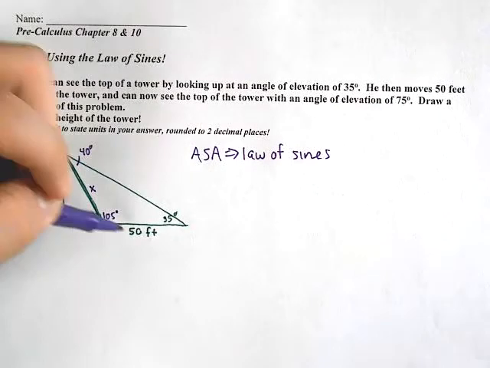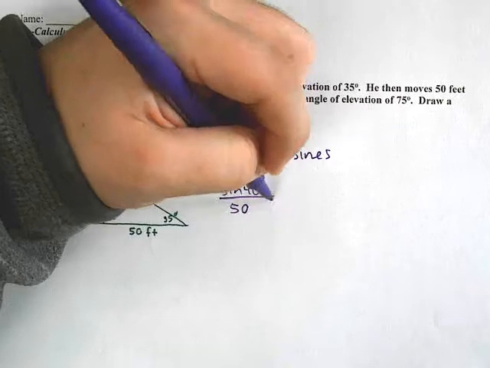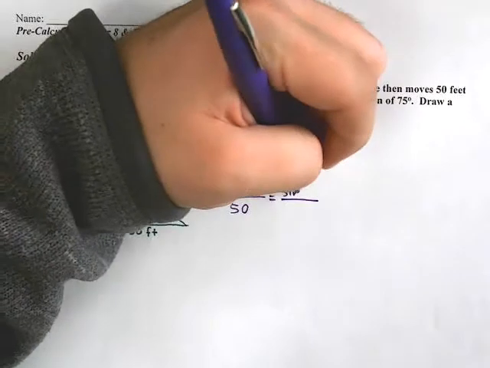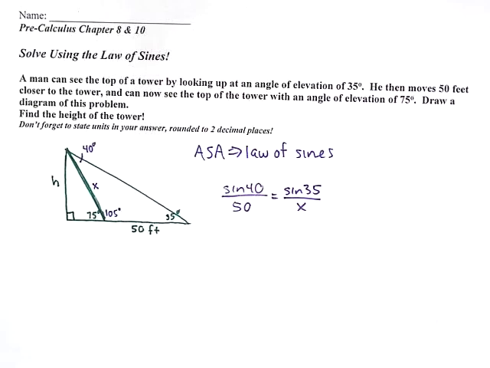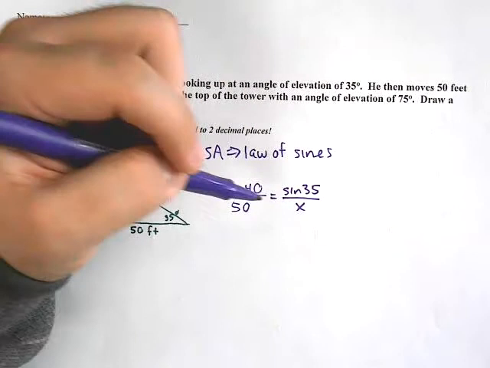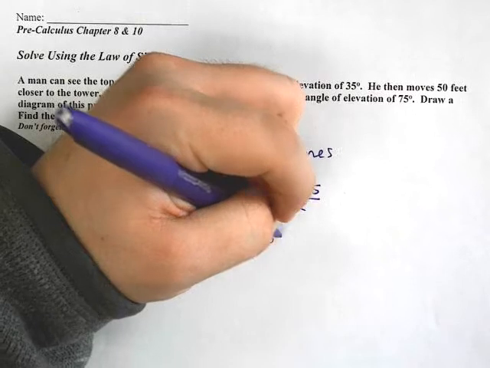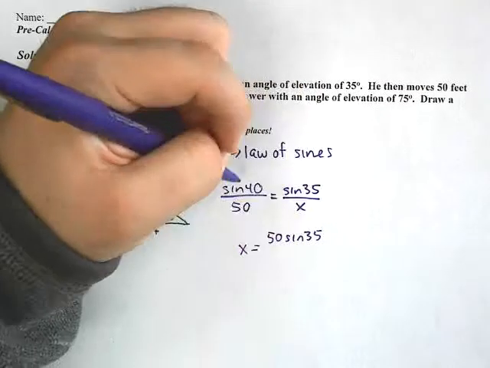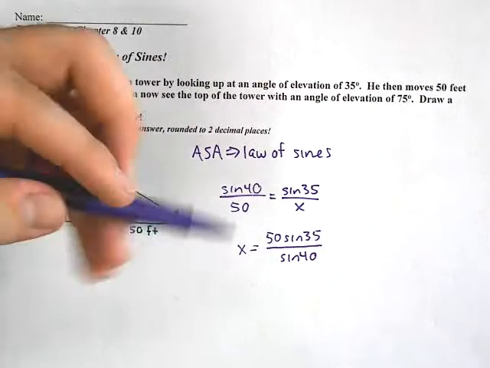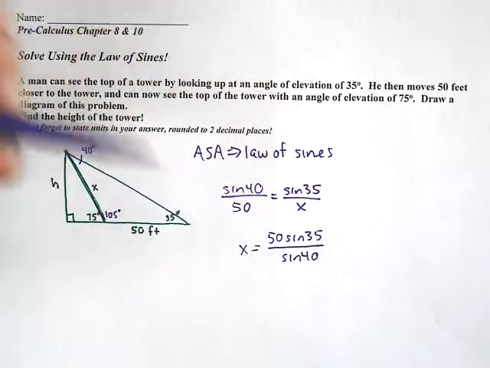I'm going to set this up as, well, I know the 50, and that's across from 40. So sine of 40 over 50 equals, and if I want x, then I need the angle across from x, which is 35. So sine 35 over x. Now we're going to do some cross multiplying and solving for x. I would multiply sine 35 by 50, so x equals 50 sine 35, and then I would divide it by sine 40. I know that I'm going to have to do more calculations, so I'm just going to leave it like this.